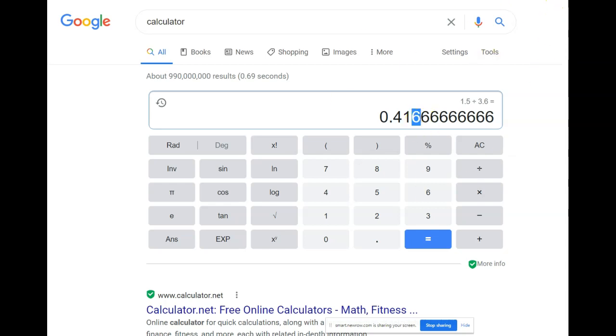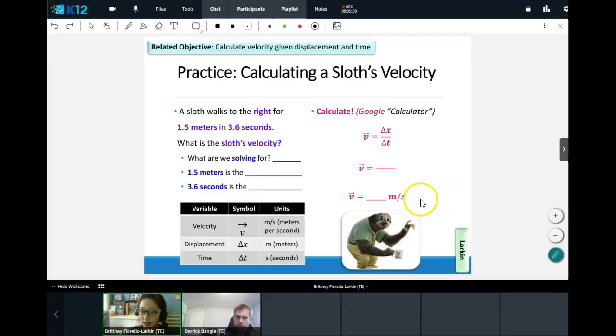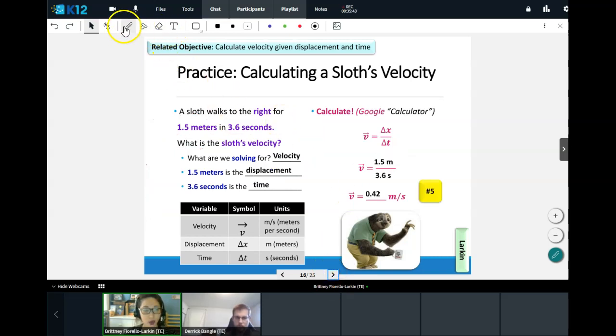All right, perfect. Let's drop that back into our slide here. Our answer should therefore be 0.42. This is going to be our answer for number 5. Go ahead and raise your hands. In the first box, you put 0.42, and in the second box, you should put meters per second. Make sure you spell it exactly as you see it up on the board. Otherwise, the computer will mark it wrong.